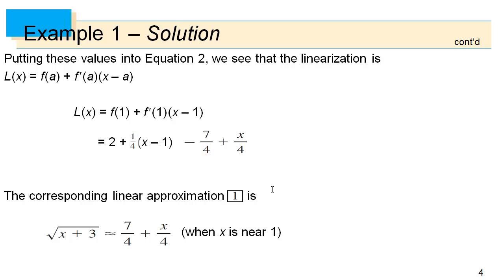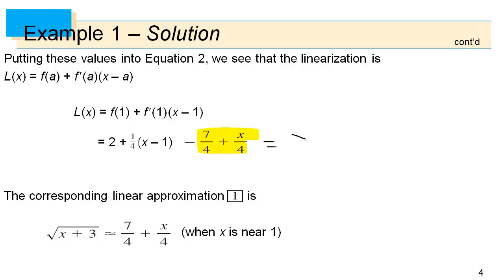Okay, well now if you plug all of that into our formula here, f of a is now f of 1, right? F prime of a is f prime of 1, and we're looking at x minus 1. Pulling in all those things, we know f of 1 was 2, we know f prime at 1 was 1/4, and then we have x minus 1. We do some algebra, and this ends up being the equation of the straight line, the linear approximation.